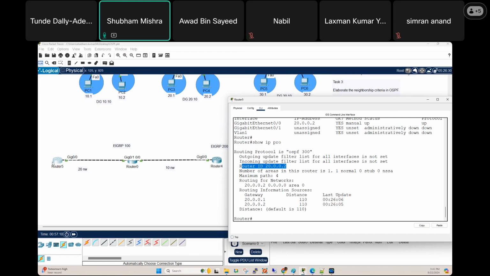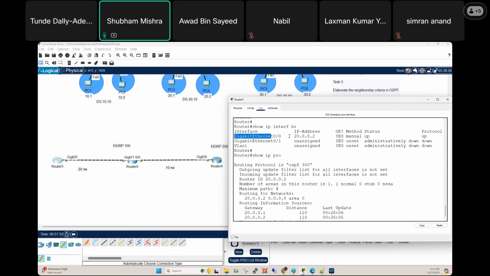Because on this router, you did not configure the router ID manually, the first criterion fails. Second, you did not configure any loopback, so the second criterion also fails. Now come to the third one. On this router, how many interfaces did you configure? Only this one, gig 0/0. So the IP address configured on gig 0/0, that is 20.2, becomes the router ID.